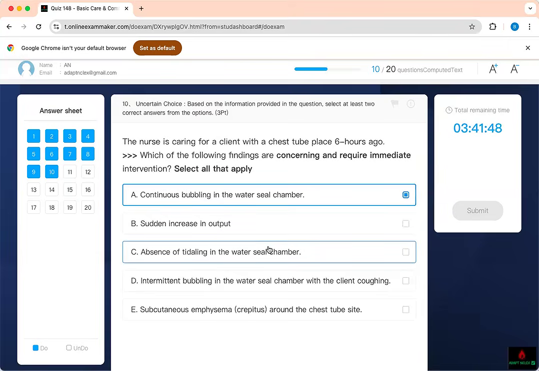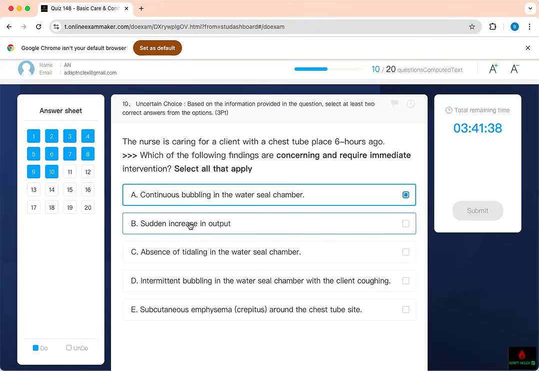So which of these is concerning? Continuous bubbling in the water seal chamber is a bad thing, right? A sudden increase in output, all of a sudden, boom, is also bad. Absence of tidaling means there's no communication. When you breathe in, nothing is going through the tube. Yet there has to be a rise and fall of the fluid in the water seal chamber as you breathe. That means there's something wrong. We've got to assess the patient.